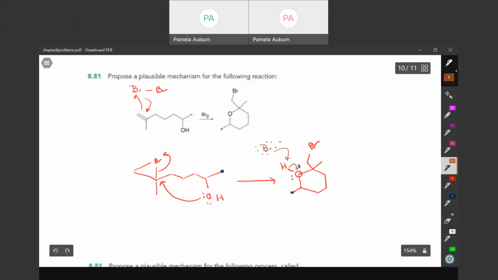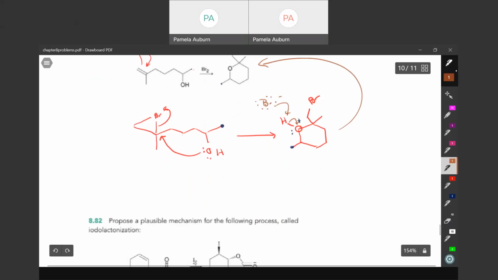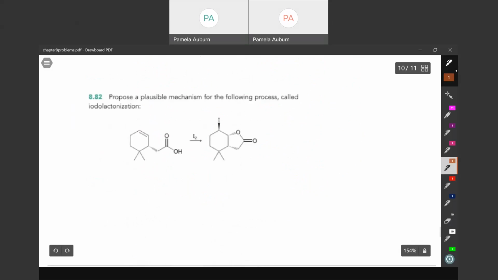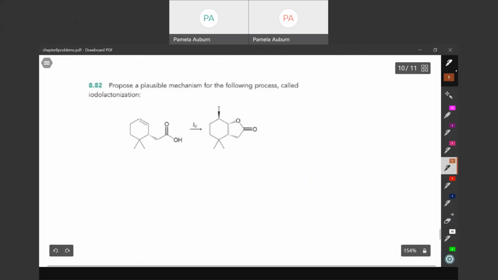And he comes down there. And then what I get is that guy. So that was a bit tricky. And then I have another tricky one, also from the integrated problems in the book.